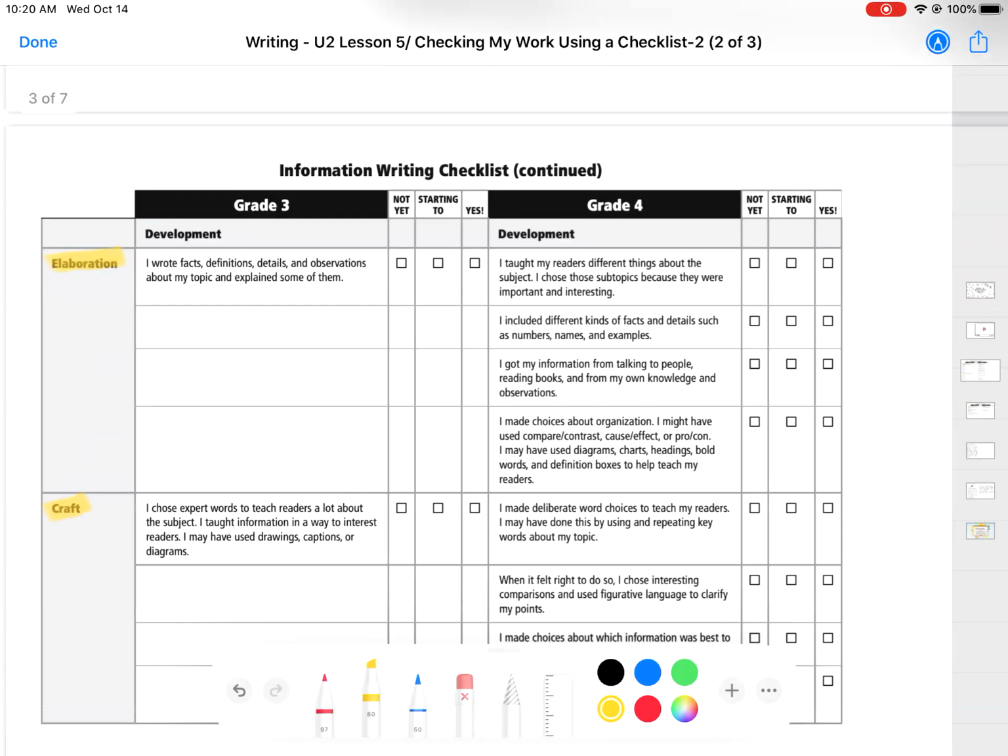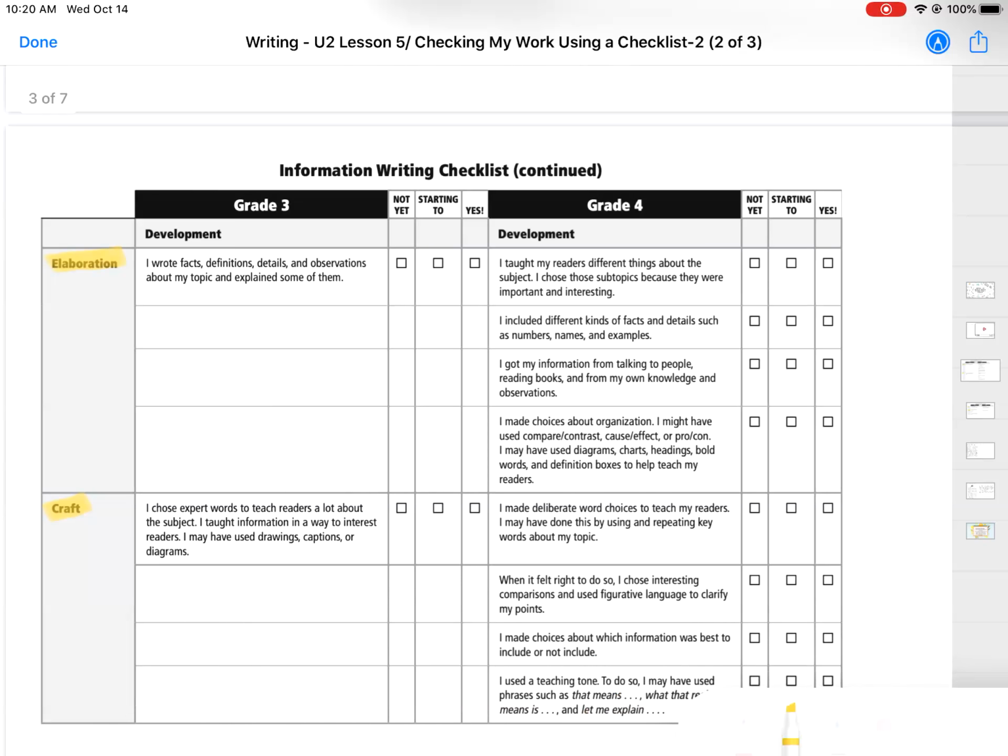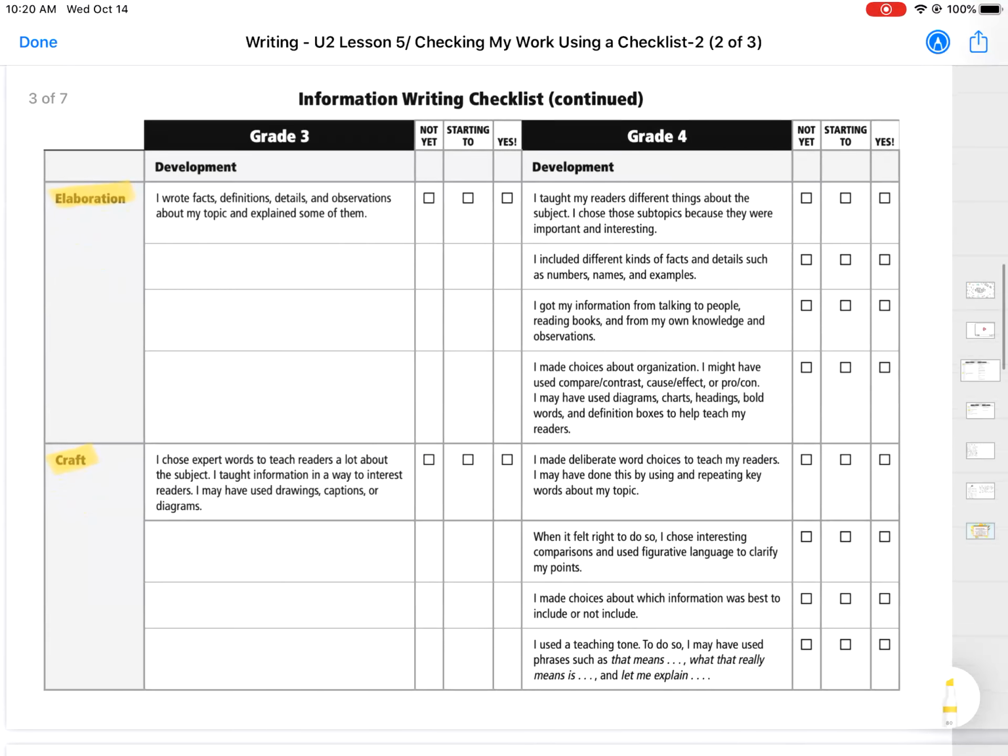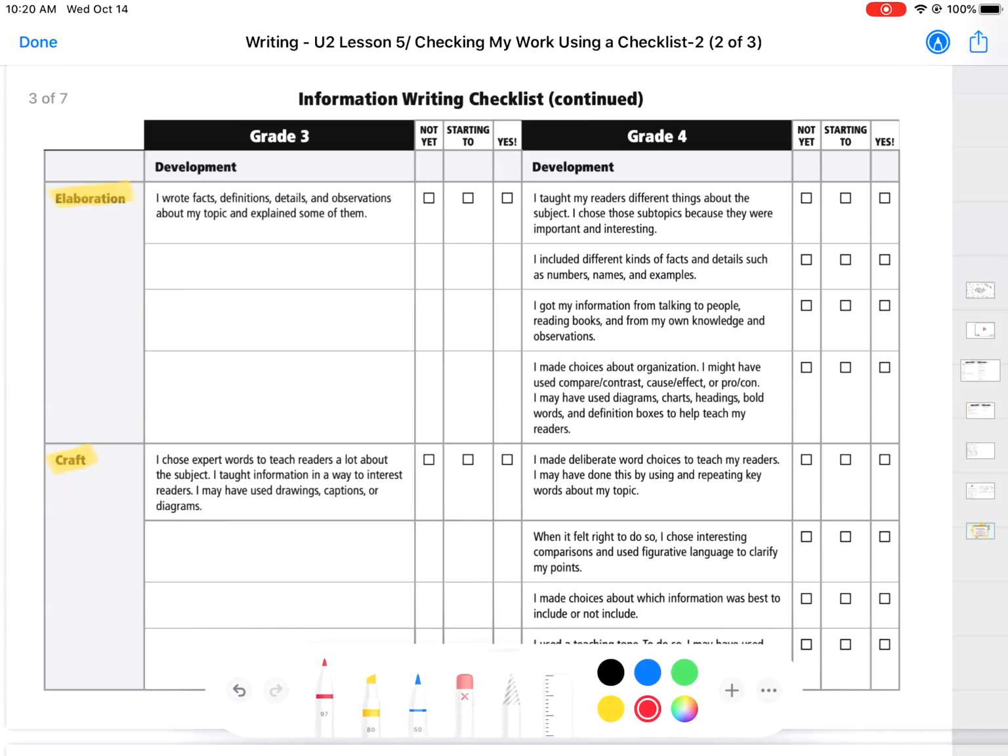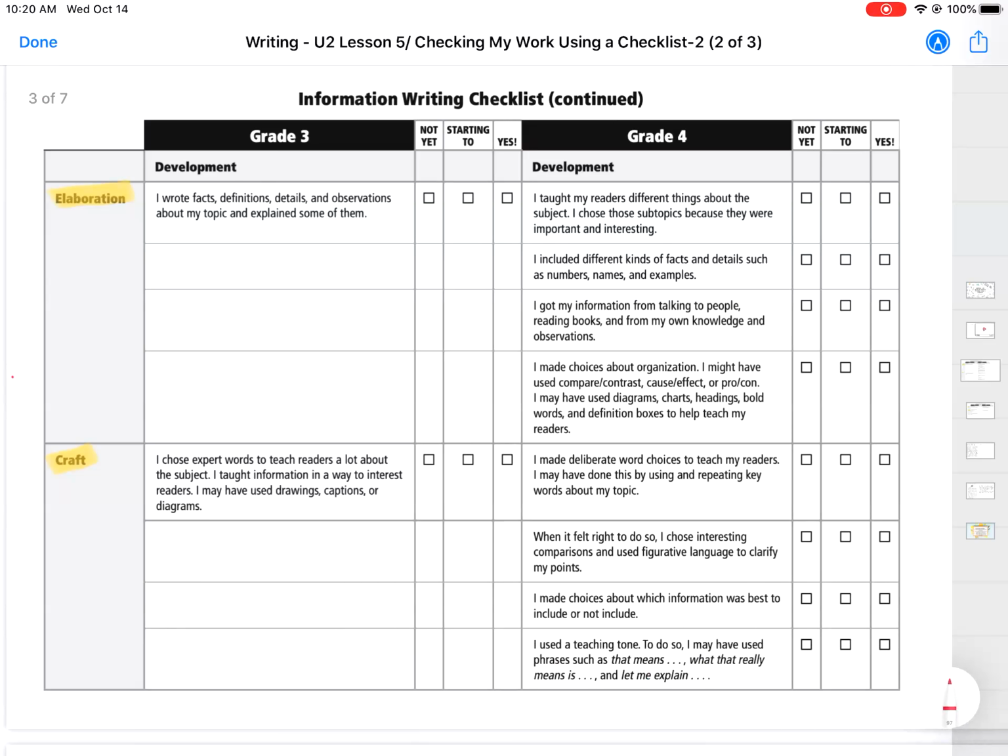and spelling and punctuation. So just like yesterday, I want you to take out your information writing, have it ready to be checked, and let's go over some of the points here on the checklist together. So our first section says elaboration, and when we look at the description, it says I wrote facts, definitions, detailed observations about my topic and explained some of them.